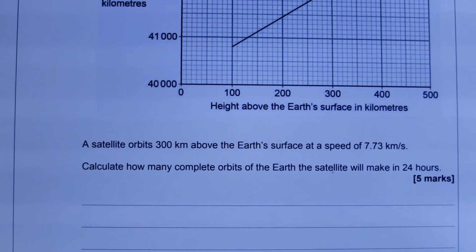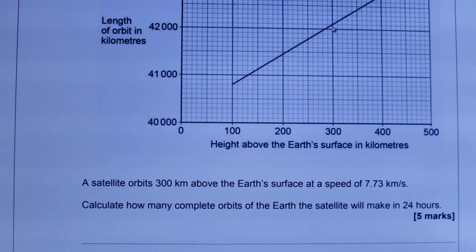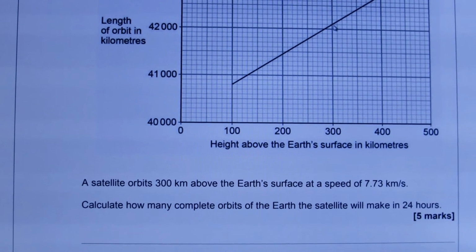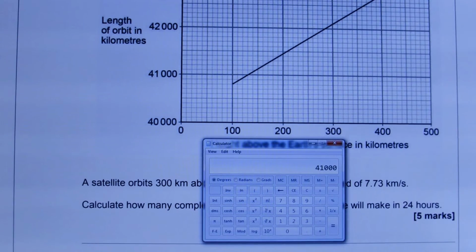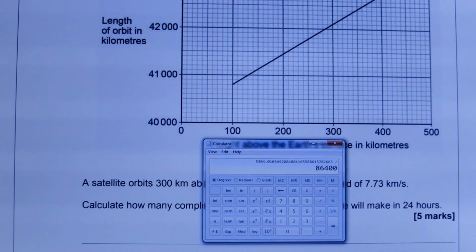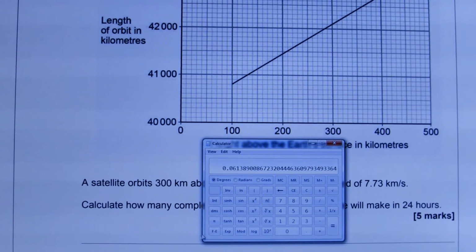Calculate how many complete orbits of the Earth the satellite will make in 24 hours. Right, 300 kilometres. It's here. And oh look, isn't that convenient? It's exactly 42,100 kilometres around at that altitude above the convenient Earth. At 7.73 kilometres per second, so it is 41,000 kilometres divided by 7.73 kilometres per second is 5,304 seconds per orbit. If we divide that by 86,400 seconds, which is 24 hours, we get 0.061389 of a day, the reciprocal of which is 16.28956. It says how many complete orbits, so the answer is just 16.